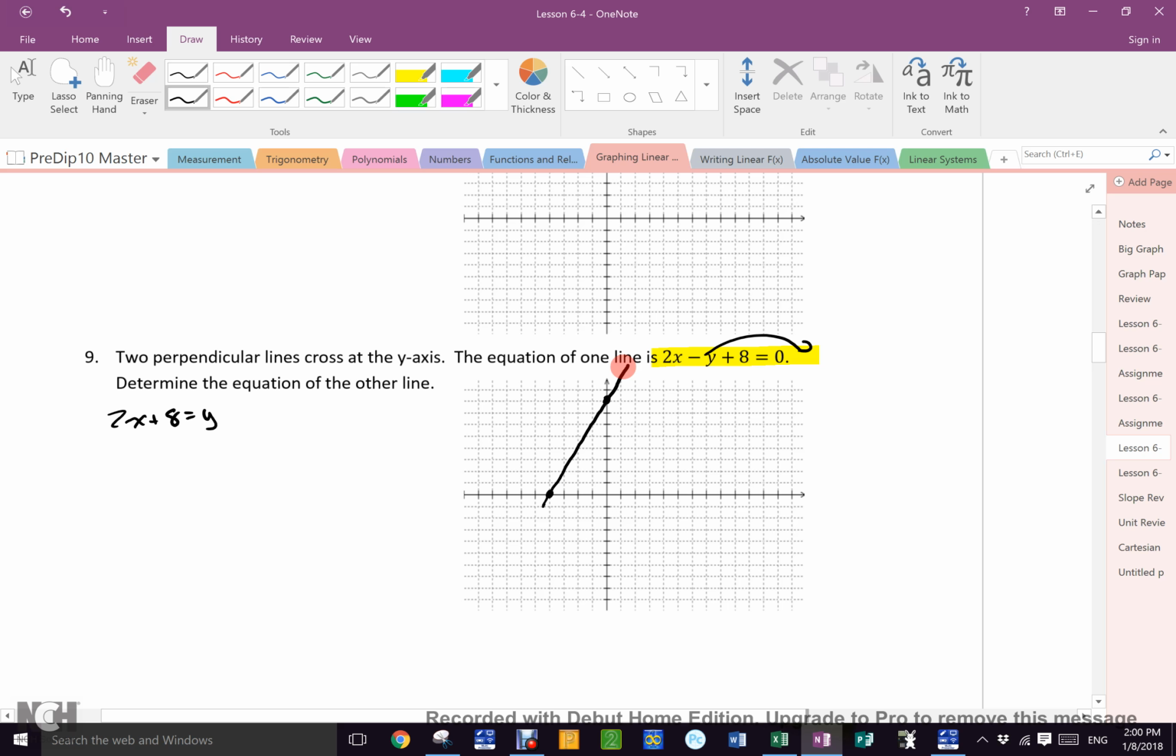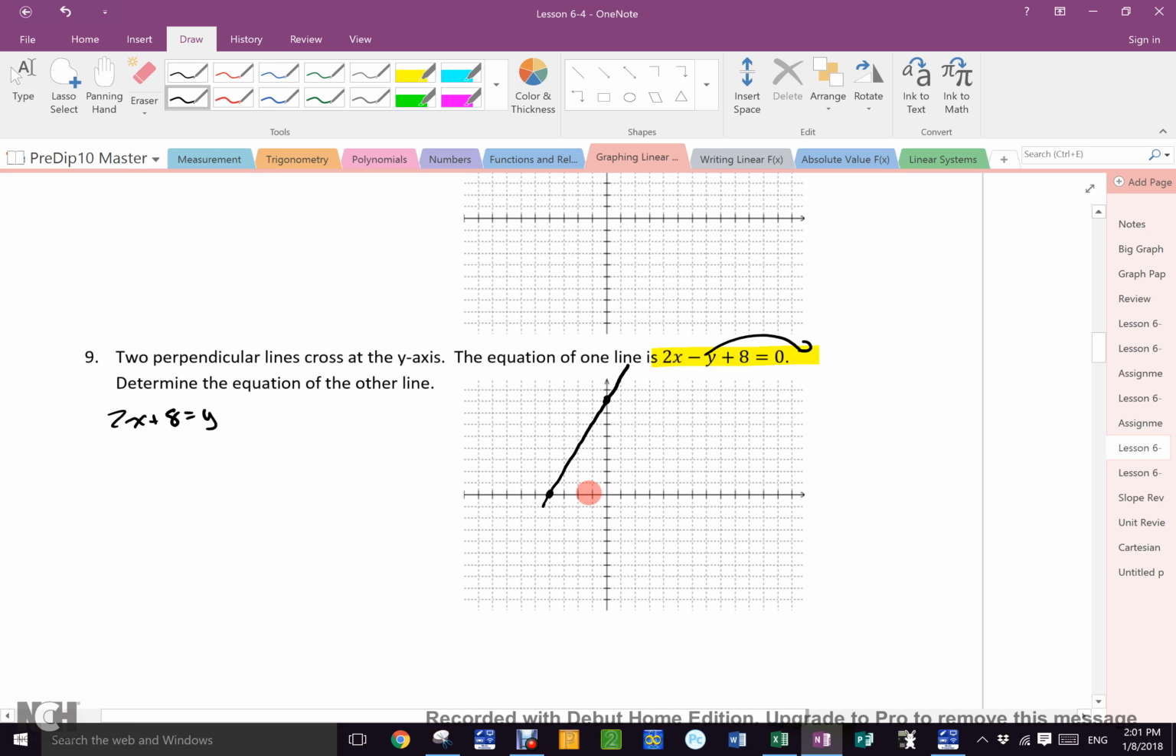That's line 1, yes? Any questions about line 1? So obviously there's some questions about line 1. That makes sense. I went down 8, negative 8, and I went left 4, negative 4. Negative 8 divided by negative 4 is positive 2, which needs to be my slope. Cool? Okay, great.